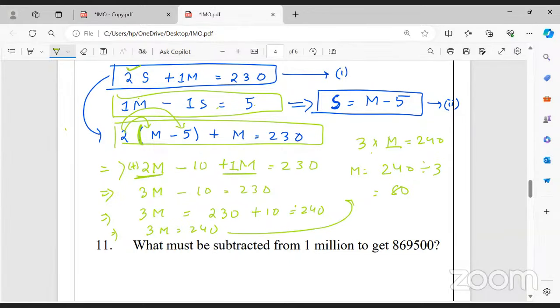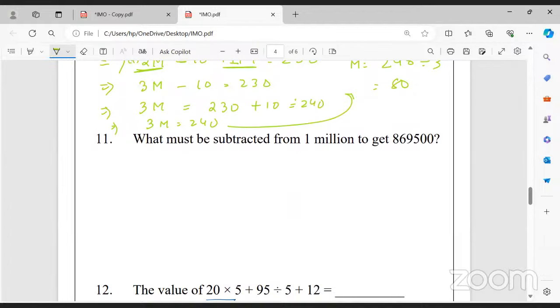What must be subtracted from 1 million to get this? How to do this? 1 million minus what is equal to 869500. If you get confused, students, always take a small example. What should I subtract from 7 so that I get 4? Tell me. 3, of course. How are you getting 3? 7 minus 4 is equal to 3.